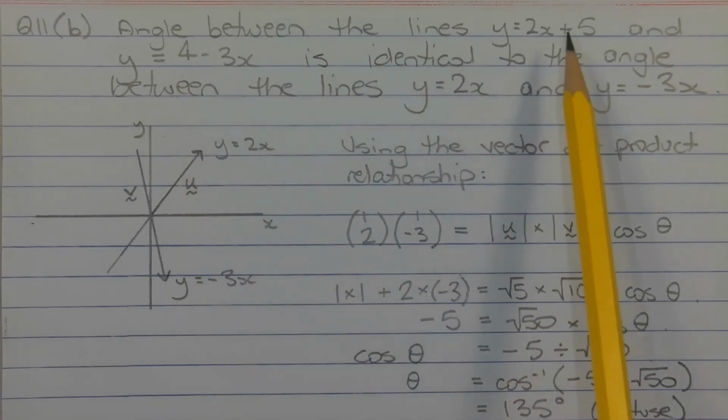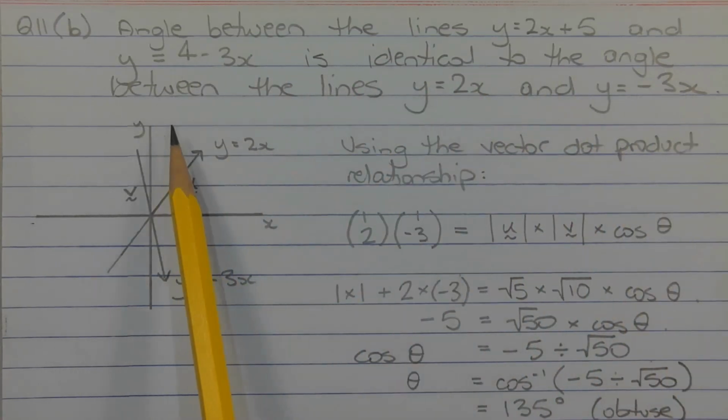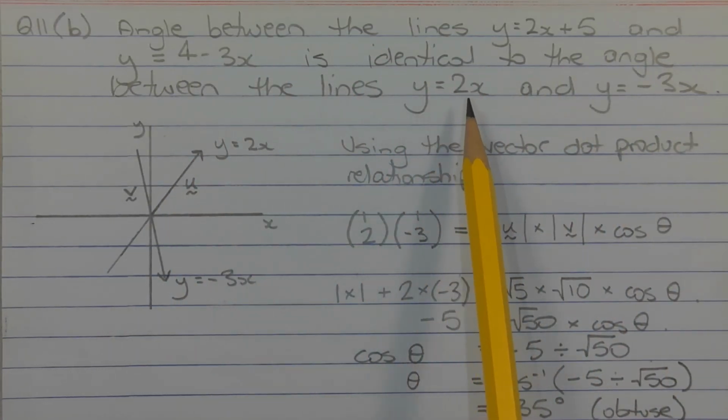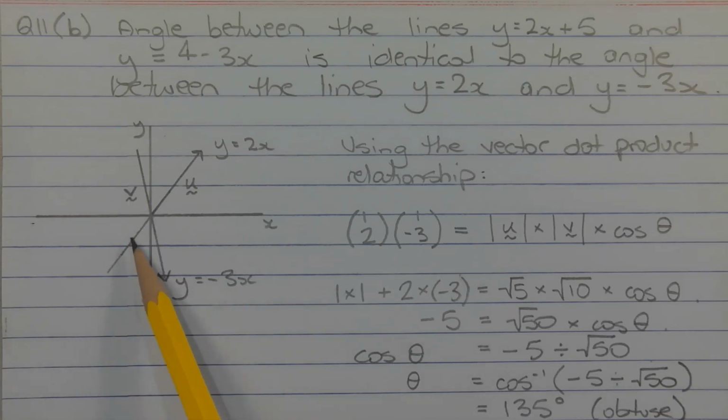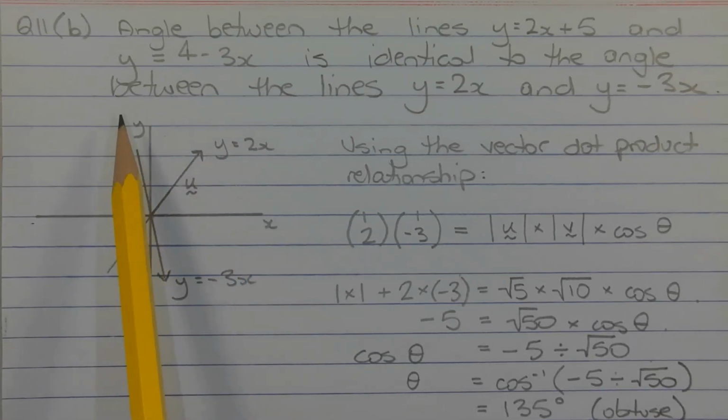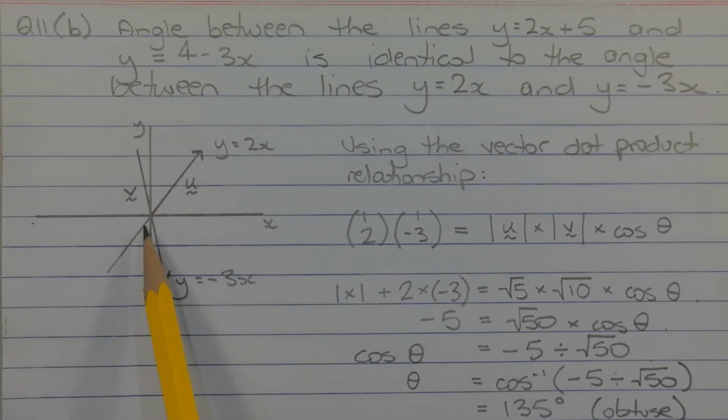Now the angle between the two lines is identical to the angle between the lines y = 2x and y = -3x, since the angle between the lines depends on the gradients, not on the y-intercepts. So I've sketched the two lines here. We have y = 2x, that's got a positive gradient, and y = -3x with a negative gradient here. I'm going to call this line vector u and this line vector v.